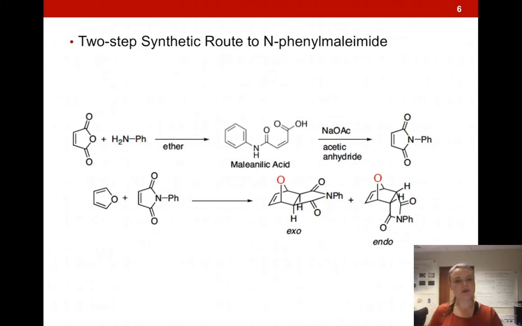We will have to do a two-step synthetic route to get to N-phenylmelamine and to make our Diels-Alder product. So we will make our N-phenylmelamine from the reaction of maleic anhydride and aniline. Once we get to the N-phenylmelamine, we can then do the second step here on the bottom. That was the first step. This is the second step, which is our Diels-Alder reaction to give us our exo and endo products.